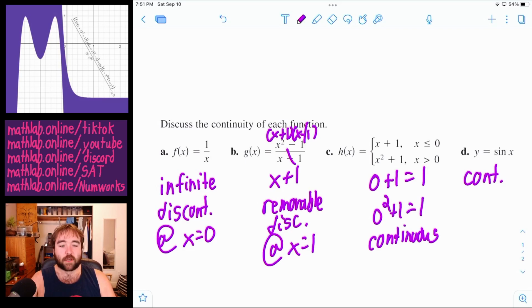So that's what it is. When you're discussing continuity, it's the same as like domain, and you just got to think about what the graphs look like. What is x not allowed to be? Because that's going to be where it's discontinuous.